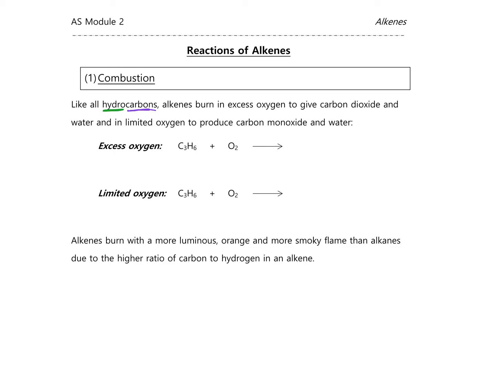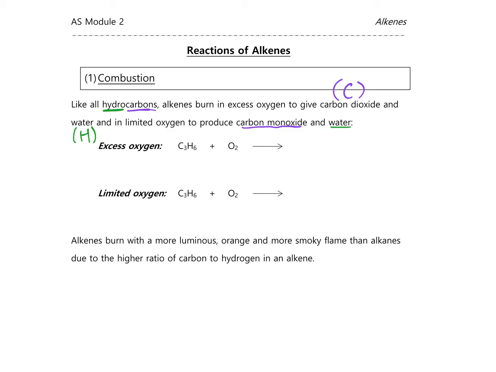That's because when carbon burns, it gives carbon dioxide, and when hydrogen burns, it gives water. If we have a limited supply of oxygen, like we met with alkanes, then it will produce carbon monoxide, but still water from the hydrogen burning, essentially. So just be careful, as we talked about in alkanes. Read the question carefully. Is it a limited supply of oxygen or is it excess oxygen?